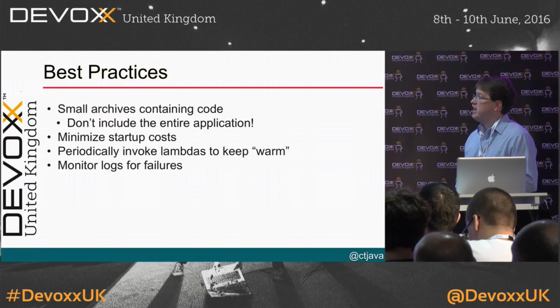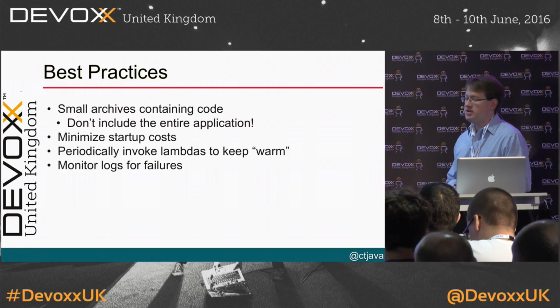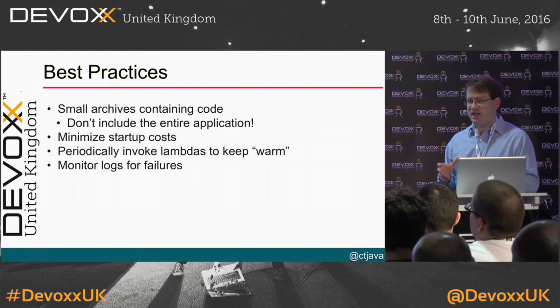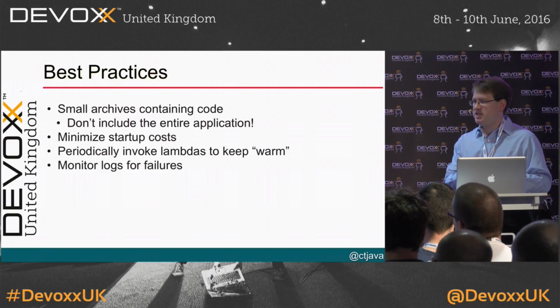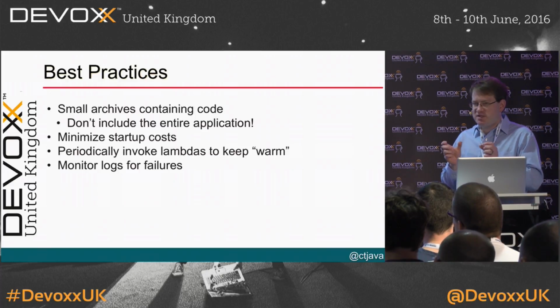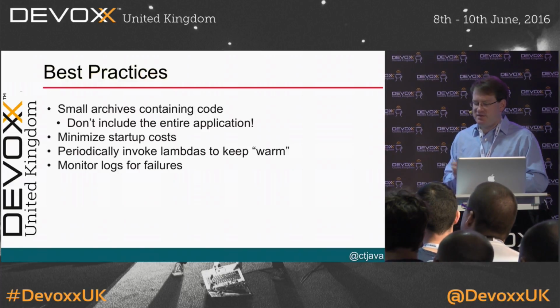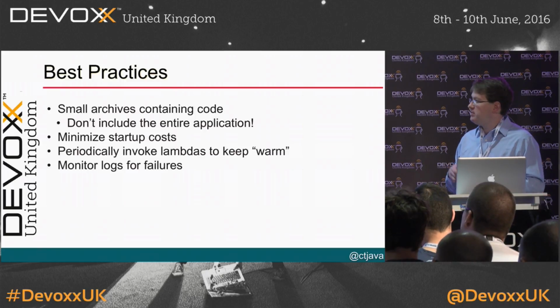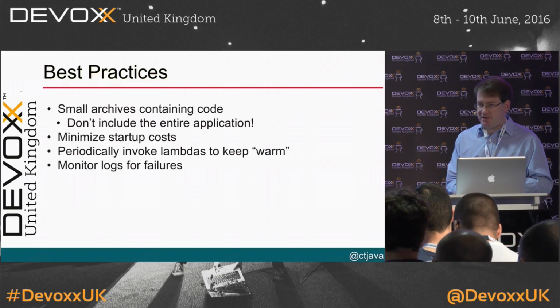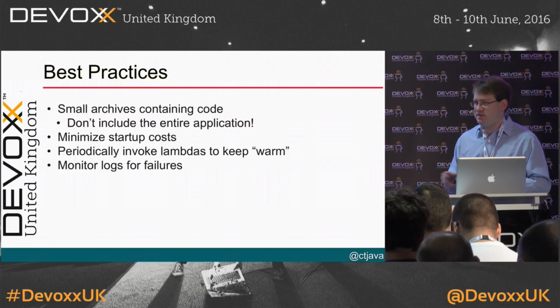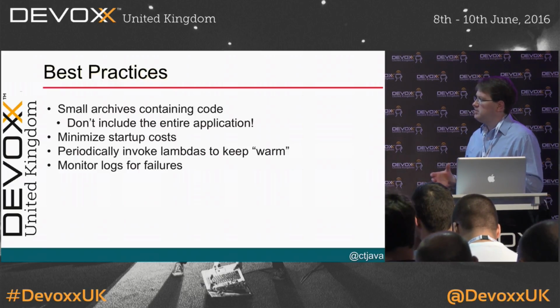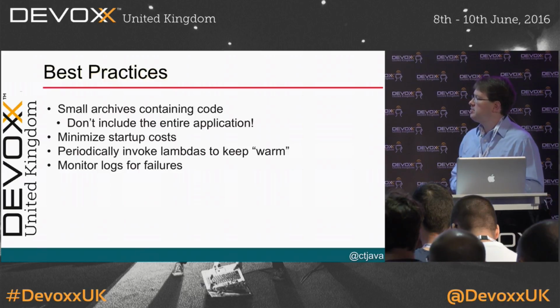In terms of best practices, use small archives containing code. You don't take your existing WAR file and expose a single web server, uploading the entire WAR file that's 110 megabytes to expose one service as a Lambda function. You want to strip it all the way down to the part of code. If you were using Hibernate and that Lambda function is updating one table, you wouldn't want it starting up, analyzing your database schema, etc. So you'd want to really minimize the startup costs.